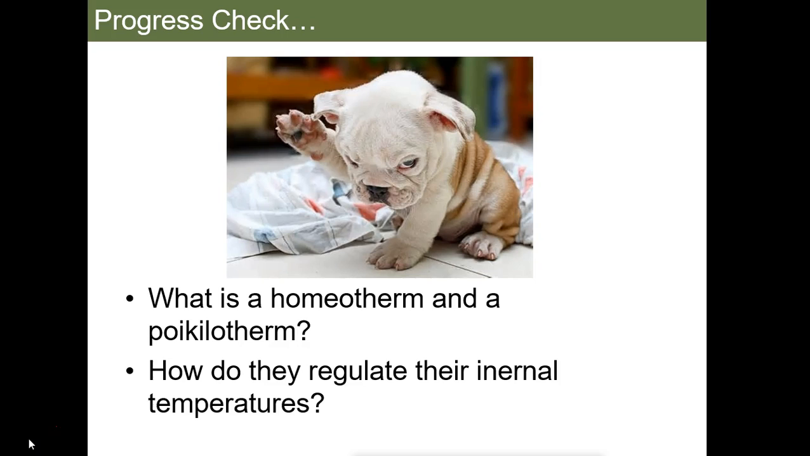Alright, there you have it. That is the difference between homeotherms and poikilotherms and how they regulate their body.